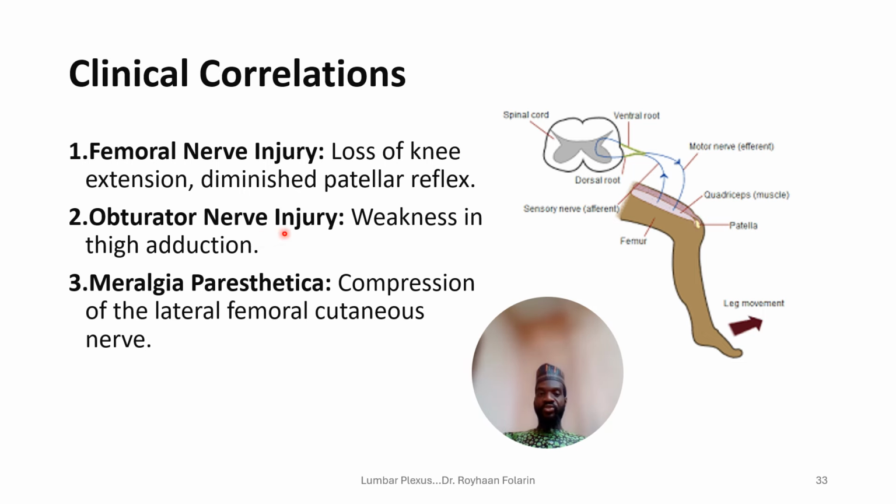Also, where there is an injury to the obturator nerve, you understand that adduction is the main function of the muscles innervated by the obturator nerve, the adductor muscles. So there will be weakness in thigh adduction for such an individual. And then we talked already about neuralgia paresthetica, which presents with numbness or pain in the lateral thigh, particularly due to compression of the lateral femoral cutaneous nerve.